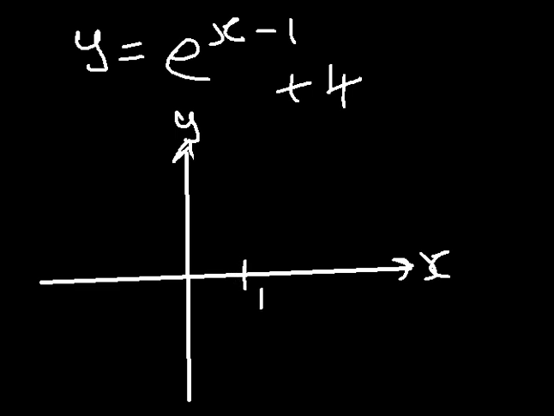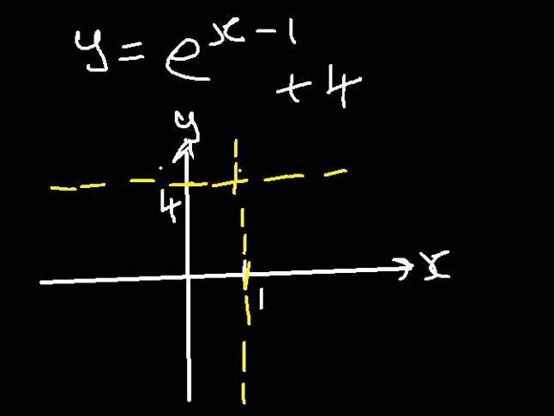Let's say this is 1. So we'll need a vertical line passing through this point. Then the graph has to shift about 4 steps up. Let's say this is 4. We'll have that understood. Now the graph will have the horizontal line going off like that.